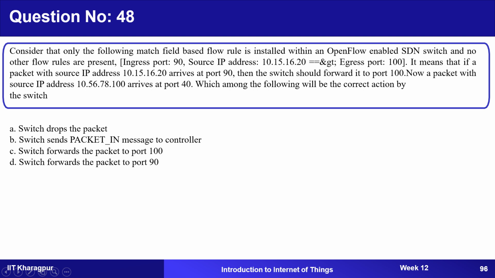Now a packet with source IP address 10.56.78.100 arrives at port 80. Which among the following will be the correct action by the switch? Switch drops the packet, switch sends a packet-in message to the controller, switch forwards the packet to port 100, and switch forwards the packet to port 90.